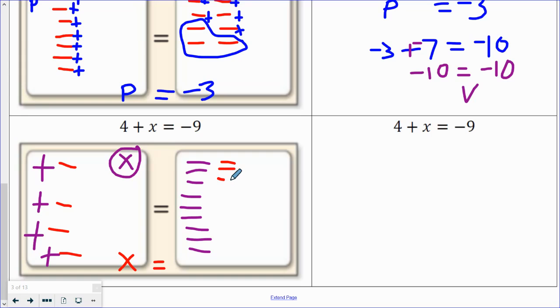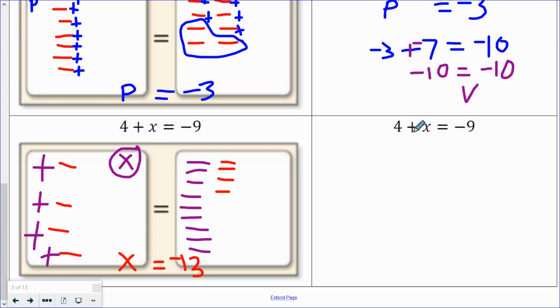How many negatives do I have in total when I'm done? I have 9 here, 4 there. So that means I have a -13. Okay, so that's how we would model it.